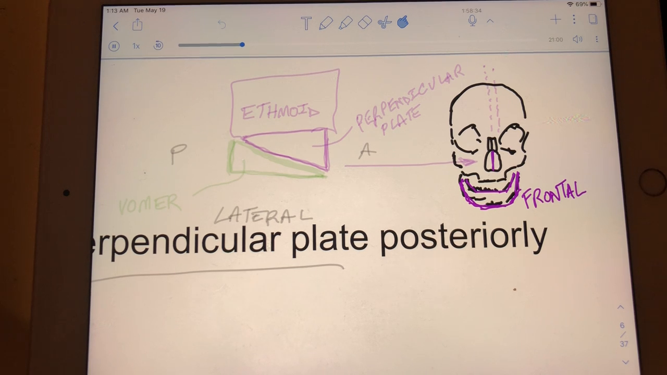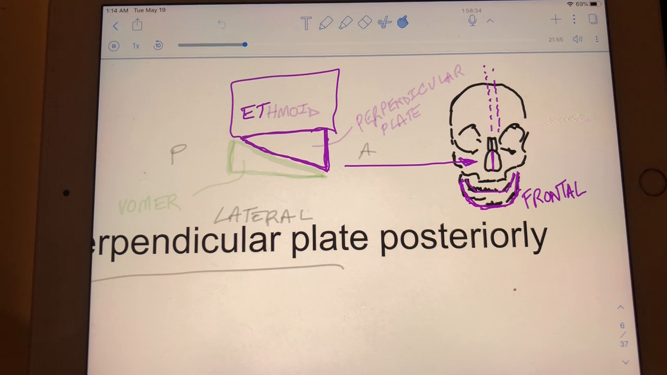Anywho, if we were to look at the skull in a lateral view and even take a lateral section, in other words, a sagittal section, cut along here, or even parasagittal, a little off center, then we would better see that inside that nasal cavity, most of what we're seeing from the frontal view is a kind of triangular extension of the very boxy ethmoid bone.